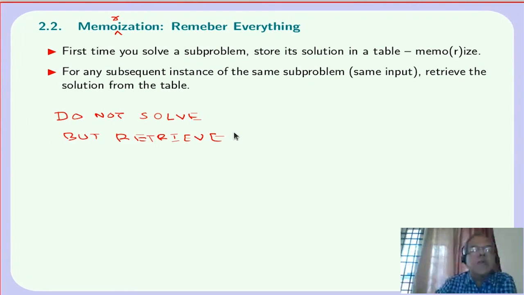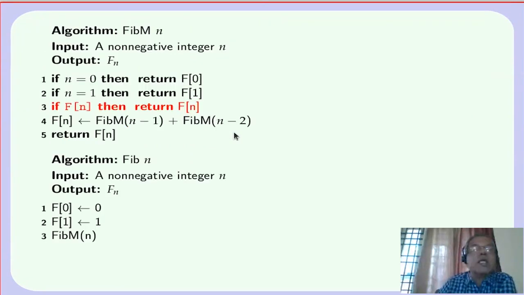With this very powerful observation, we can modify the algorithm as shown here. I have only copied and pasted fib-bar. The only difference I have shown in red; line numbers 1, 2, 4, 5 are just copied from fib-bar. The differences are: if n is equal to 0, then return f of 0. If n is equal to 1, then return, instead of 1, f of 1. There is a table.